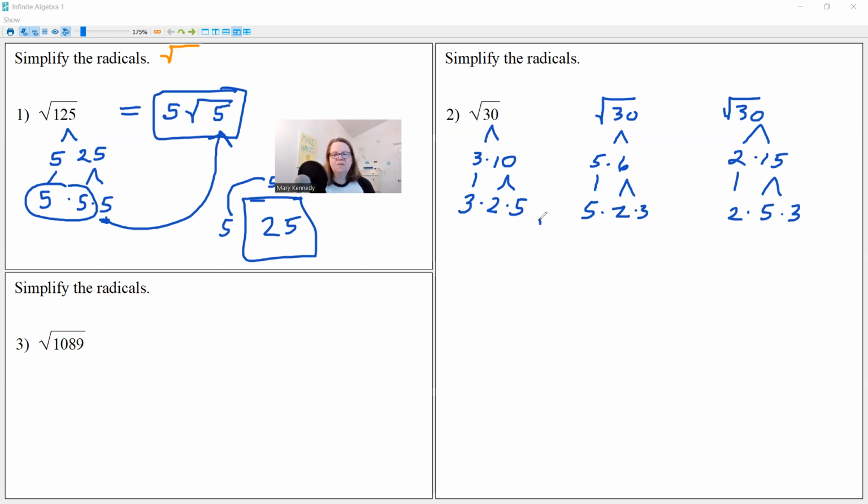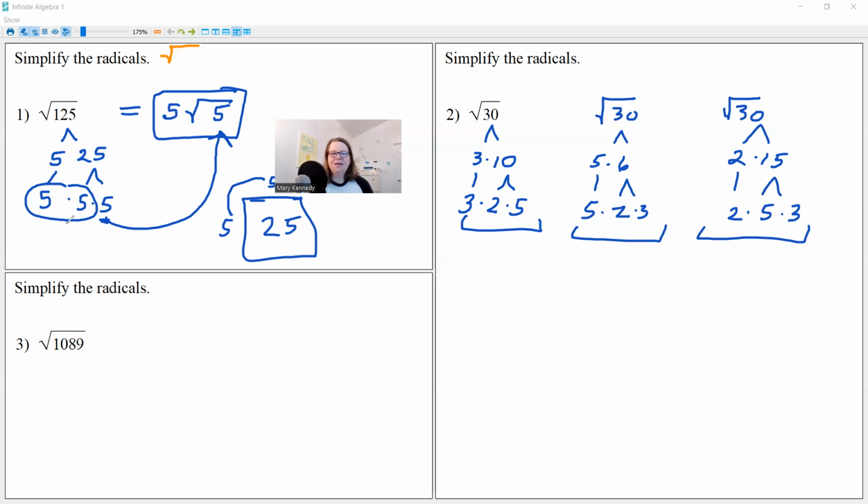Now take a look at the final answers for all 3 of these. Do you see how they're all the same? The order doesn't matter because you're multiplying. 2 times 3 is the same as 3 times 2. And so 3 times 2 times 5 is the same answer as 5 times 2 times 3 or 2 times 5 times 3. So all of that to say that regardless of how you factored or broke that down into its factors, you're going to end up with the same numbers when you're finished.